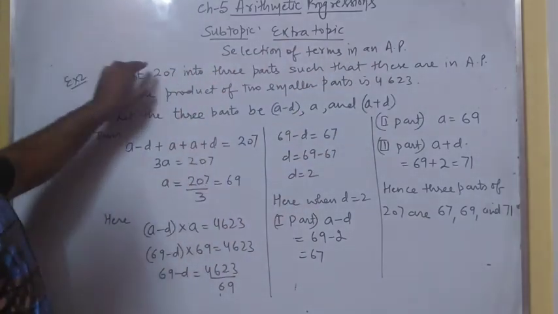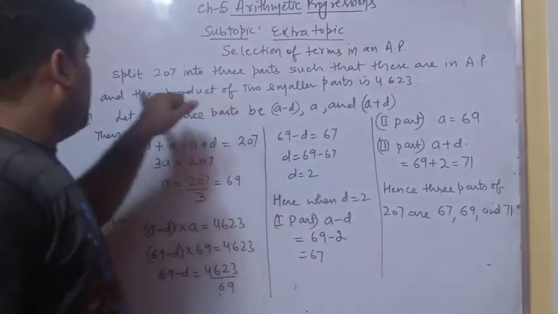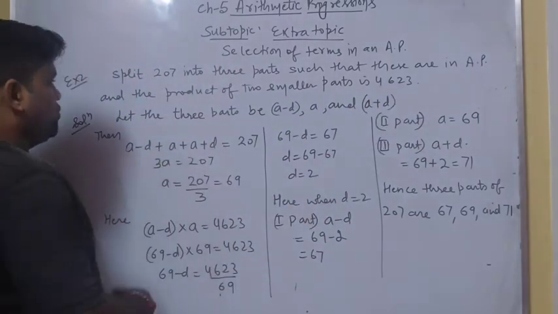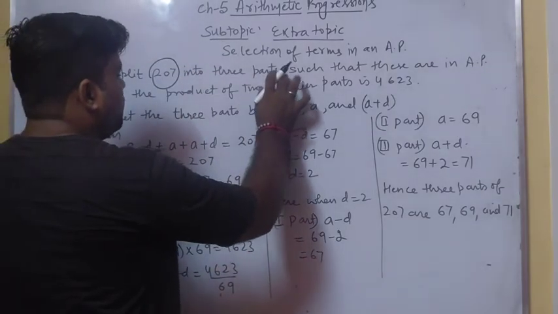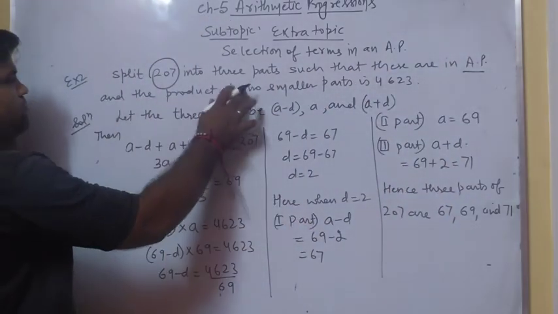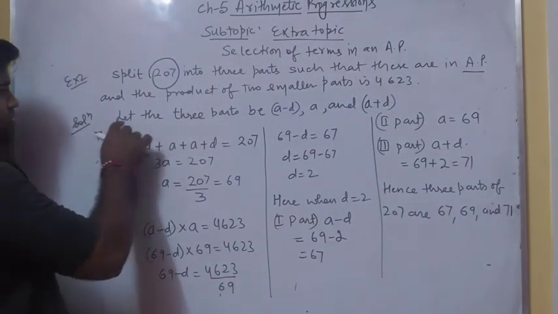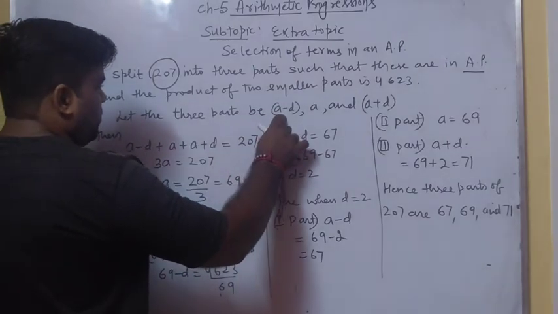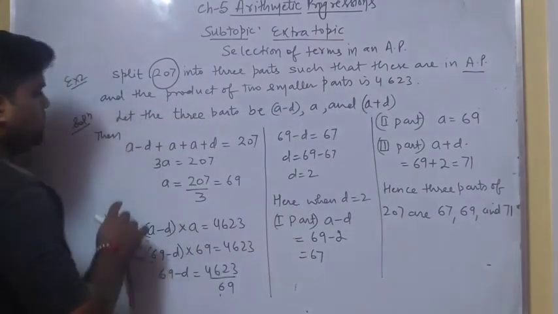Now let us come to example number 2, which is based on selection of terms in an AP. Split 207 into 3 parts such that these are in AP and the product of the two smaller parts is 4623. Here in the question we have to split 207 into 3 parts in such a way that these 3 parts will be in AP and the product of the two smaller parts is 4623. Now let us come to the solution. First of all, we consider that the 3 parts are a minus d, a and a plus d. It's the first part, the second part and the third part.